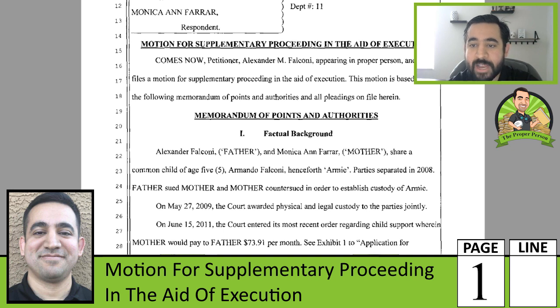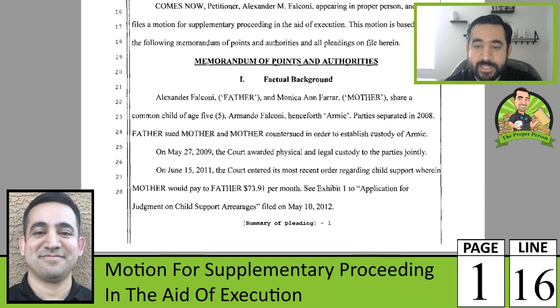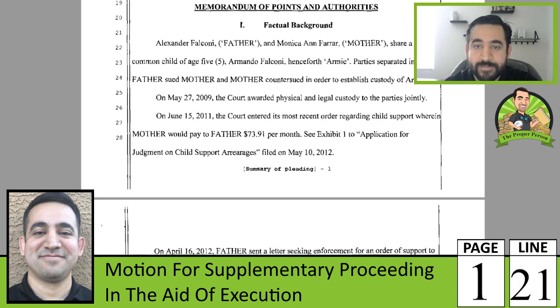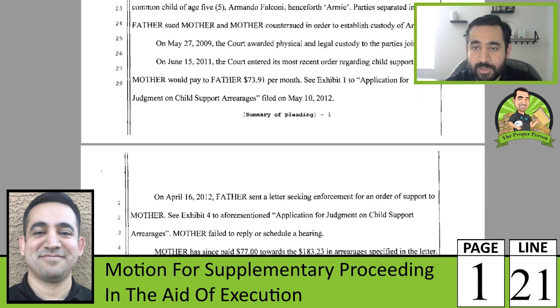In the first paragraph, we see the standard introductory statements where I'm identifying myself as the petitioner. I'm appearing in proper person, which means I'm representing myself. And in the next paragraph, going to the factual background, I indicate in another summary paragraph that my ex and I share a common minor child. The next assertion is the one where I go into the physical and legal custody, which is shared between us jointly. The next assertion after that is that the court entered its most recent order regarding child support on May 10th, 2012.